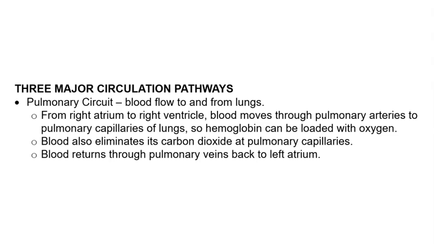We'll study three major circulation pathways within the human cardiovascular system. First, we are going to examine the pulmonary circuit, which describes the blood flow to and from the lungs for the purposes of gas exchange. From the right atrium to the right ventricle, blood will move from the right ventricle to the pulmonary arteries, and then finally on to the pulmonary capillaries of the lungs.